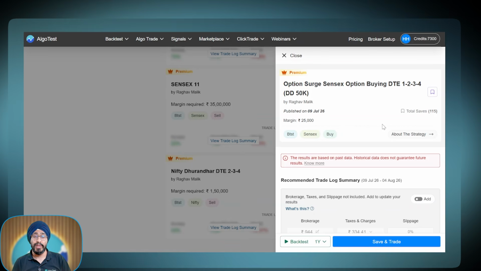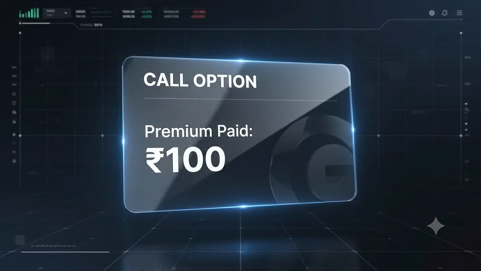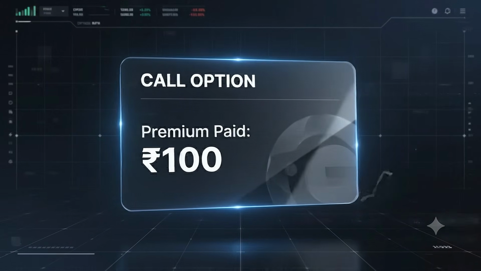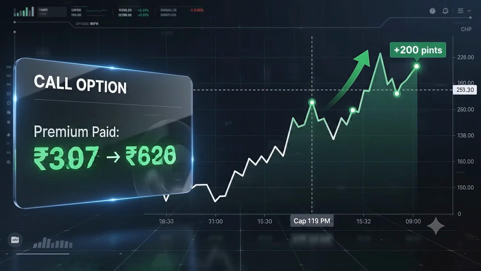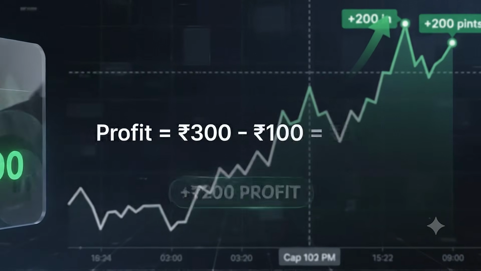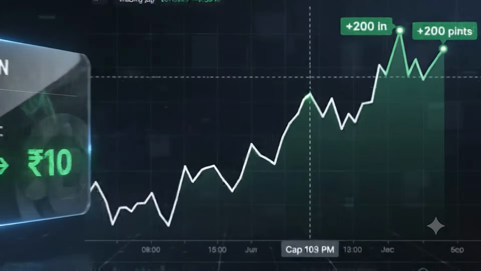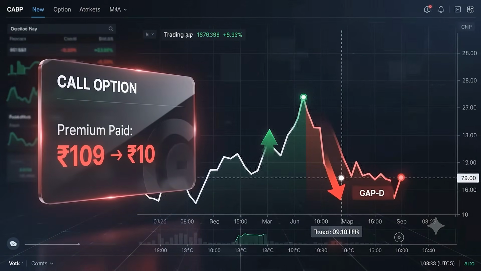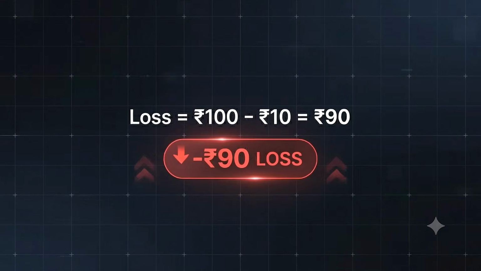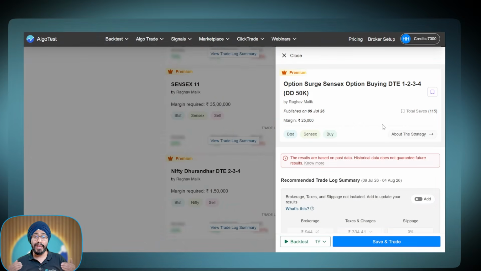So for example, let's say I have a 100 rupee call and the market gaps up 200 points and my option premium goes to 300. So I made 200 points. But if the market gapped down and after the gap down, the price of the call was 10 rupees, I would have lost 90 rupees. So I need to analyze and see how this strategy would have performed in the last 2 years. I'll go through why 2 years as well. Let's start with the backtest.